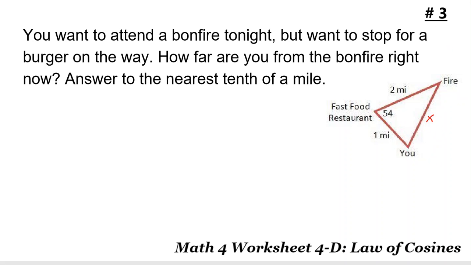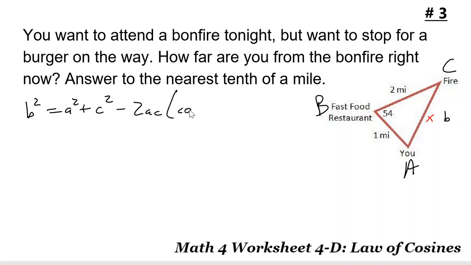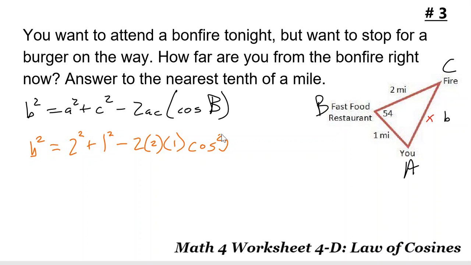Now, again, labeling this in terms of A and B and C, and this is little b. So we're going to use little b squared equals a squared plus c squared minus 2ac times cosine of big B. And then we plug in the players that we've got. This is the one we don't got. Little a is 2. Little c is 1. Well, this ought to be pretty easy to cook up.